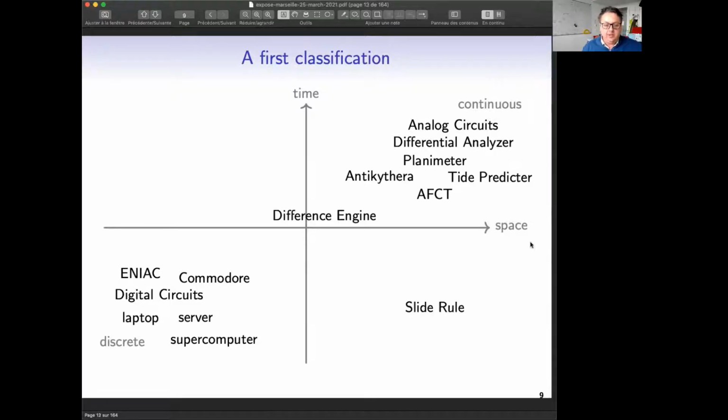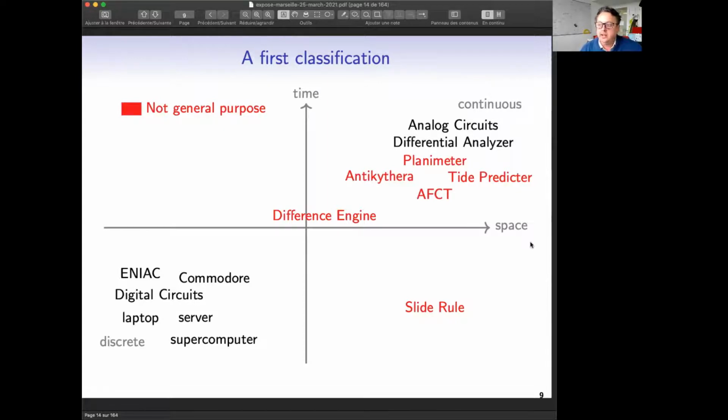I know my classification has problems and is not perfect. So for example, I don't know where exactly I would put the slide rule. How do I measure time or space in a slide rule? I don't know. Or the difference engine or so. But okay. Anyway, I would like to go to a programmable machine.